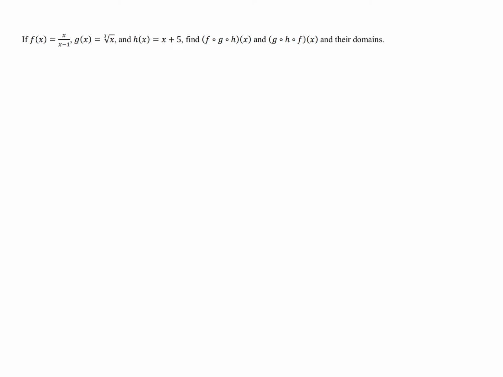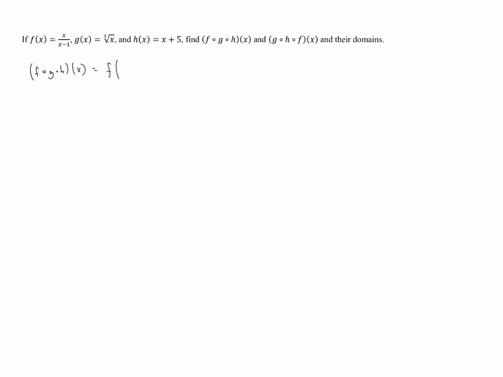If f of x equals x over x minus 1, g of x equals the cube root of x, and h of x equals x plus 5, find f of g of h of x and g of h of f of x and their domains. So we'll start with f of g of h of x.